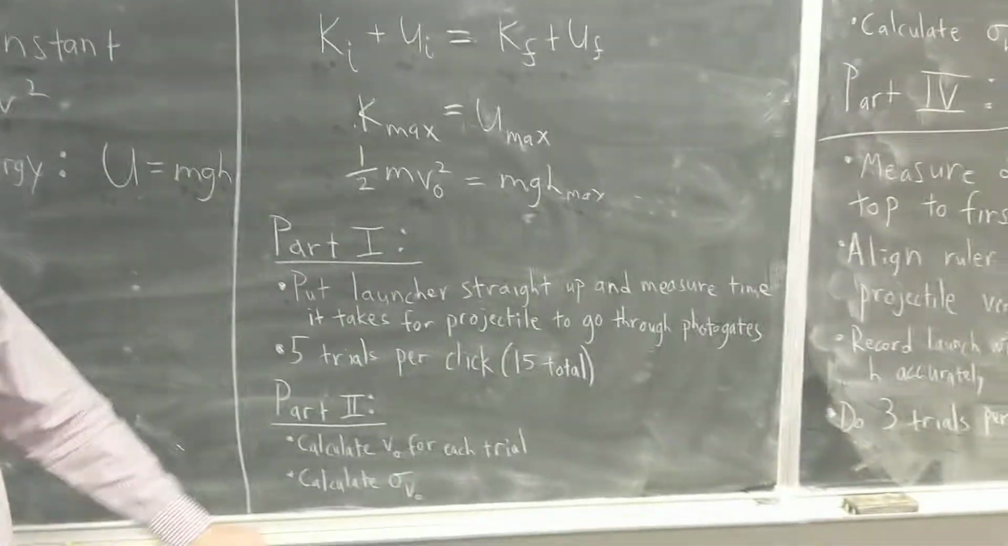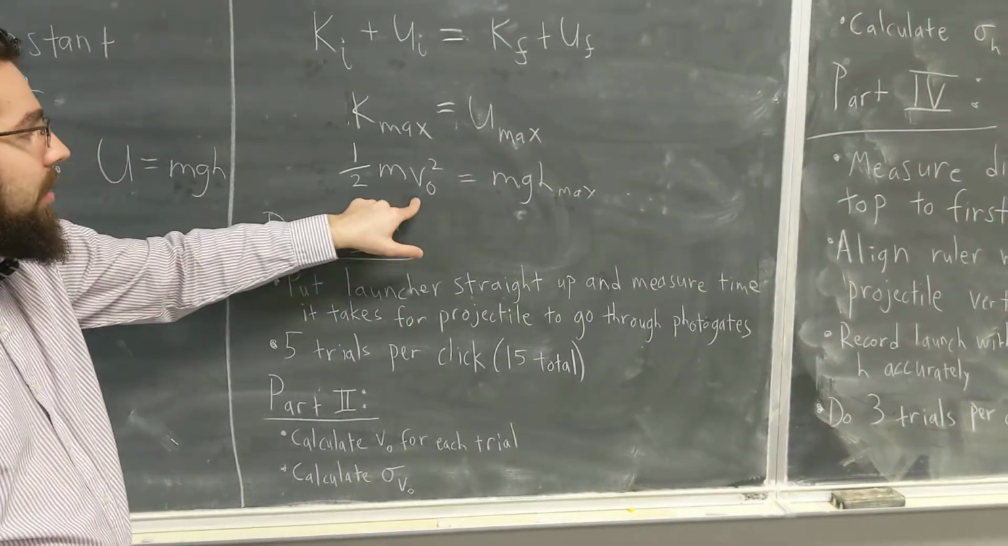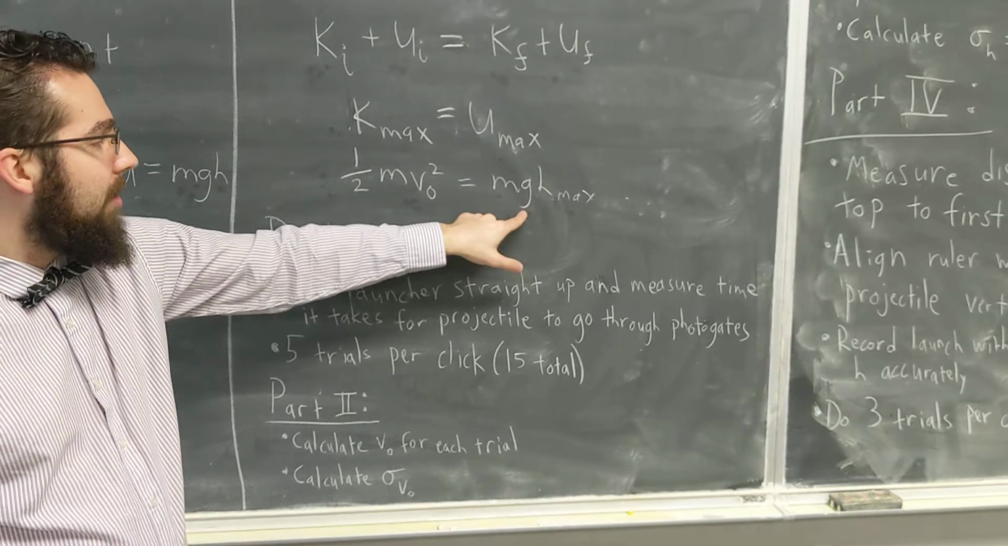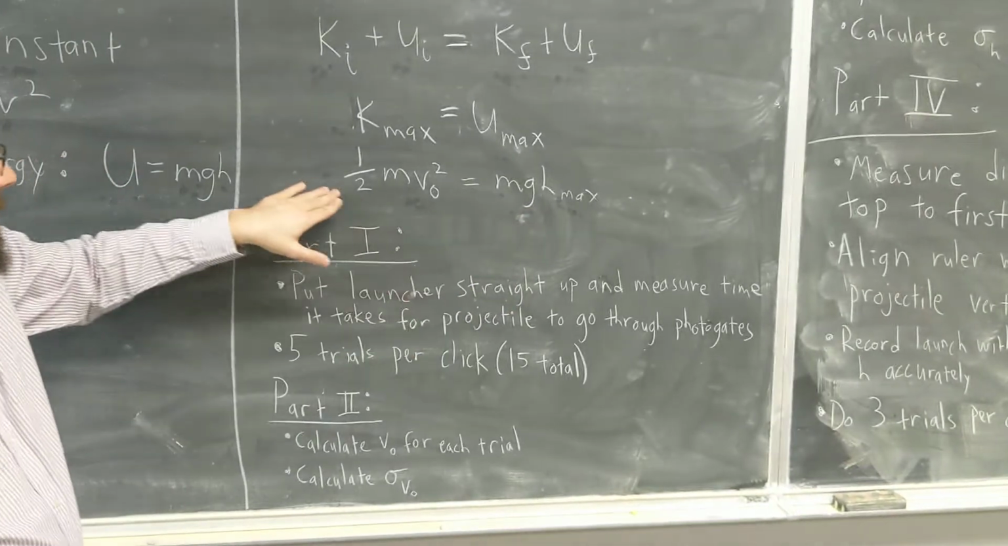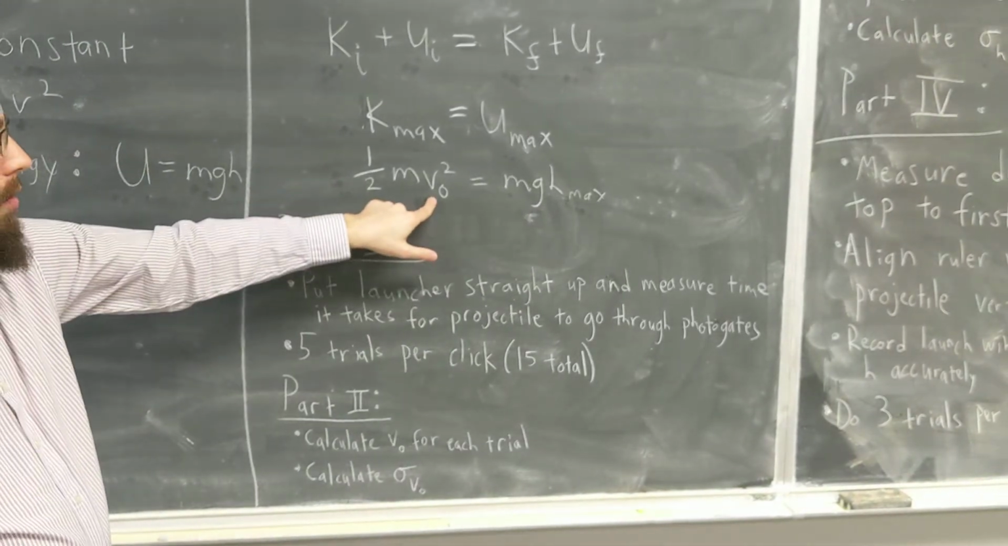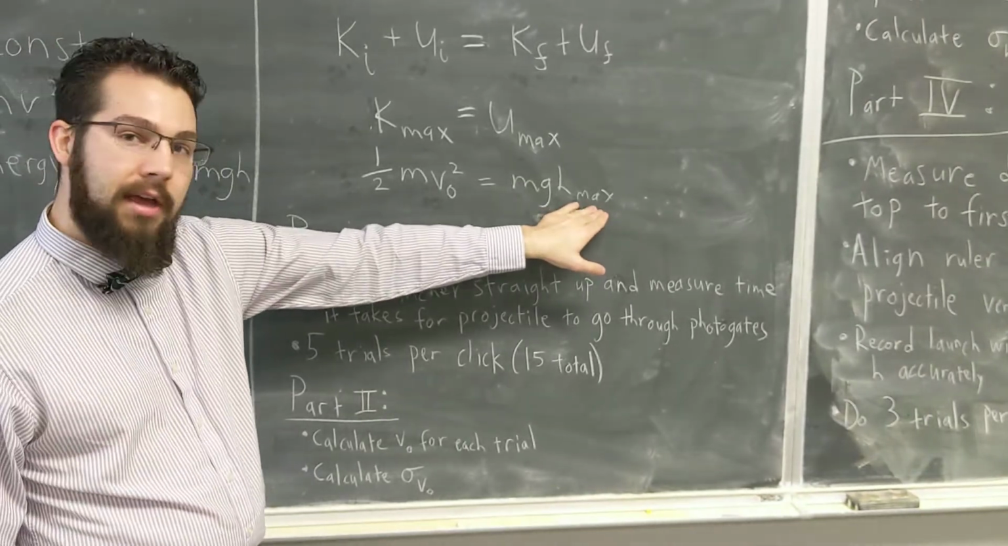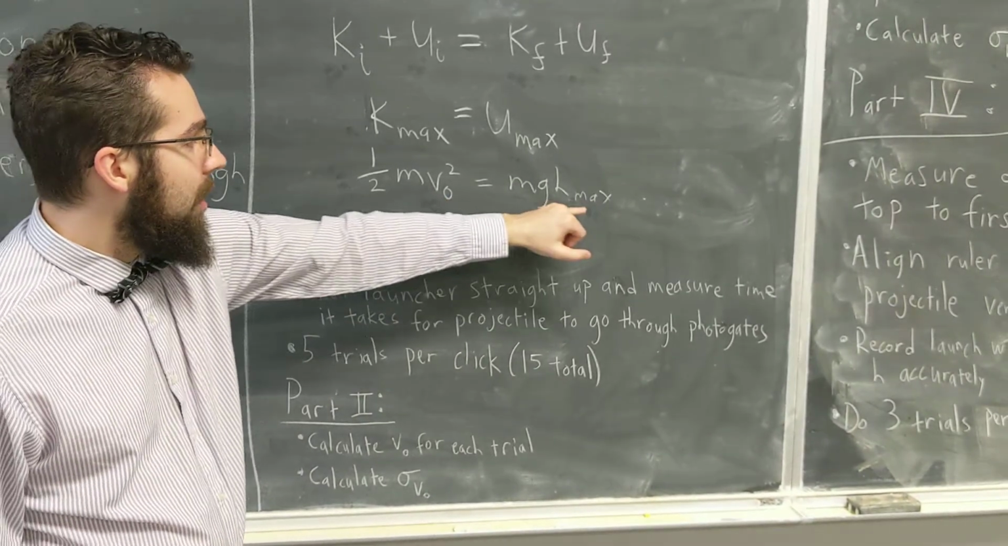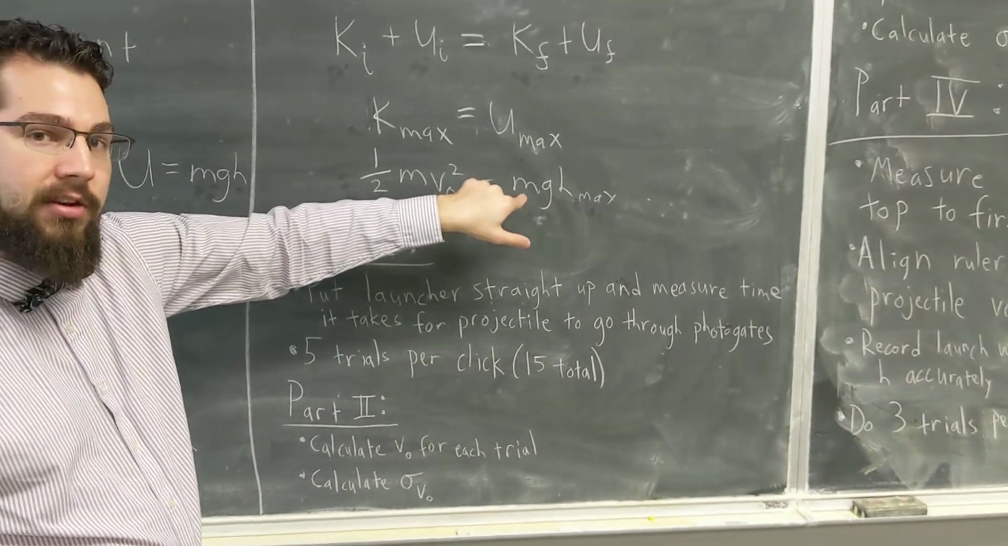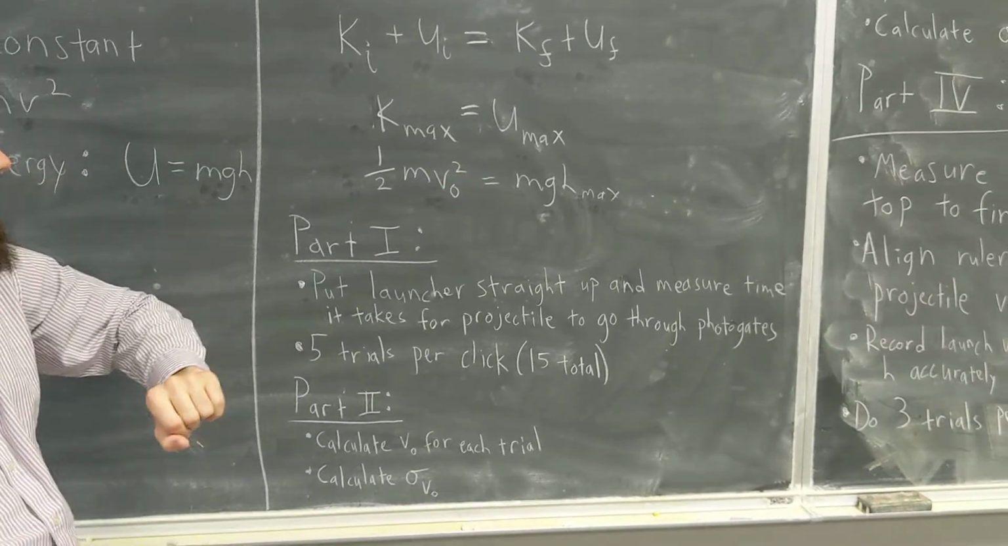So we can see that the maximum height is going to depend on the initial velocity and the value of gravity. So we can use this. If we know v naught, we can predict the max height, or we can measure v naught and the max height and see if we have any discrepancies, and that's what we're going to do in this lab.